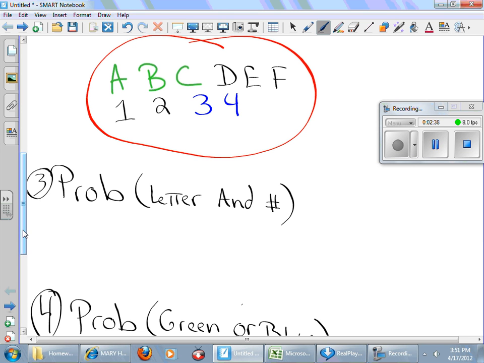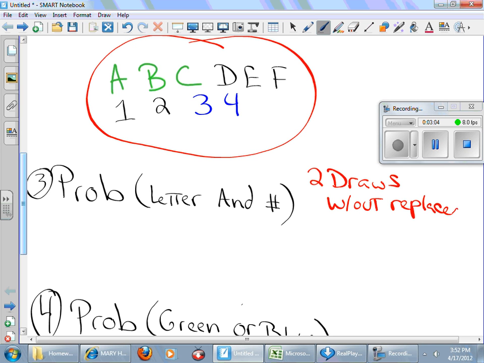Next, I have this bag of letters and numbers. A, B, and C are green. D, E, F, 1 and 2 are all black, and 3 and 4 are blue. I want to know the probability of getting a letter and then getting a number. This means there are going to be 2 draws. Now, Marissa Hecker is going to ask me, am I going to put the first one back? I'm going to say no. I'm going to do it without replacement.